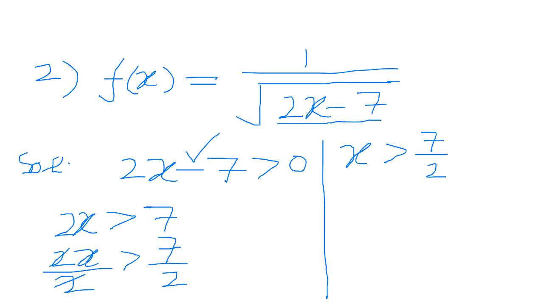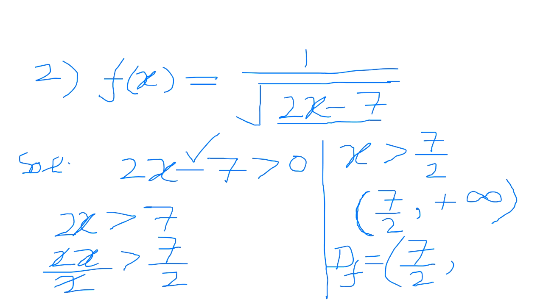So this means 7 by 2, only greater, equality not included. When only greater, we use only this bracket at 7 by 2, and greater means to the right, up to here, positive infinity. So the domain of this function equals 7 by 2 up to plus infinity. The domain of f equals 7 by 2 up to plus infinity.